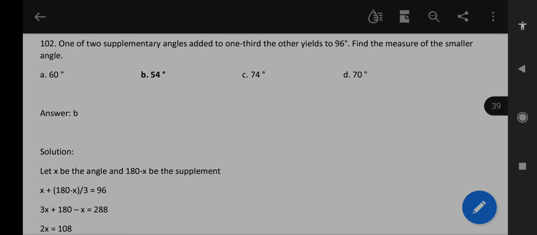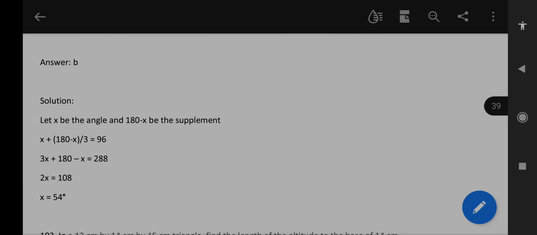102. One of the supplementary angles added to 1/3 the other yields 96 degrees. Find the measure of the smaller angle. So, ang sagot daw dyan ay letter B. Pag nakita mo yung tanong na yan, sagot dyan ay letter B. Ang solution yan, ganito lang yan.